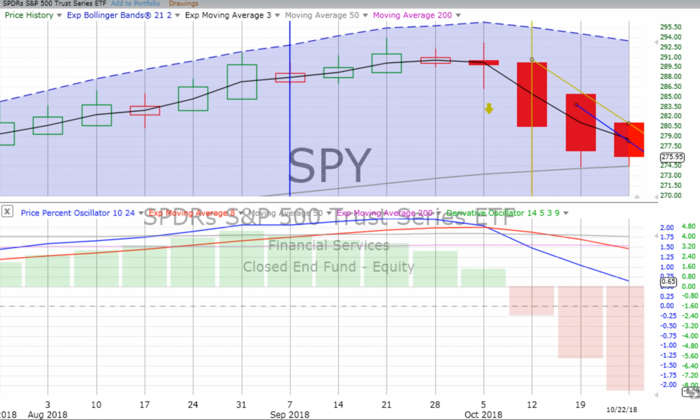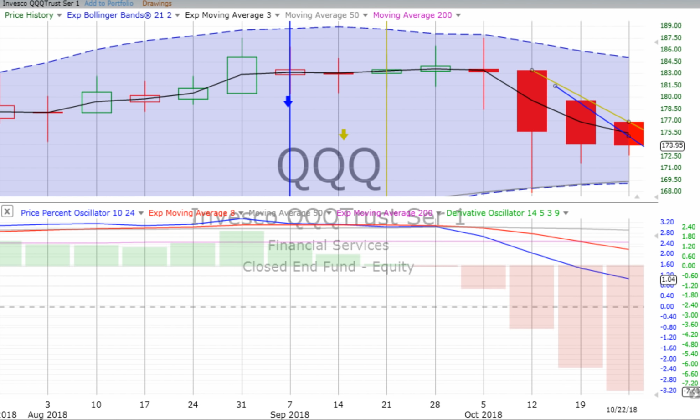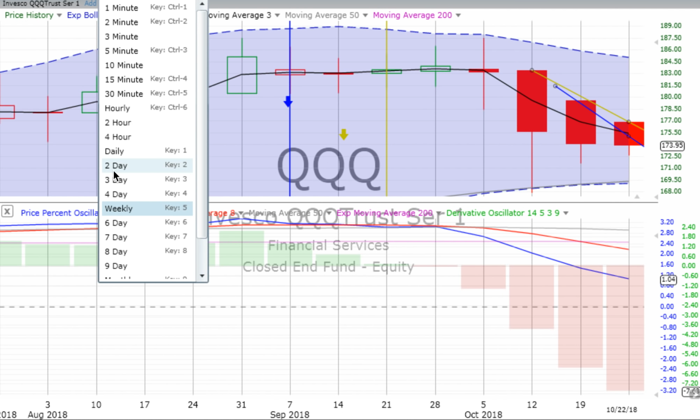We go from the weekly now on the S&P to the weekly on the Qs. Q's up for the day, 0.52%, but our Heikin-Ashi candlesticks are telling us the average pace is down. It's drawing a red candle even with that up movement. We see the derivative oscillator gaining downward momentum. Price percent oscillator heading down on that weekly chart.